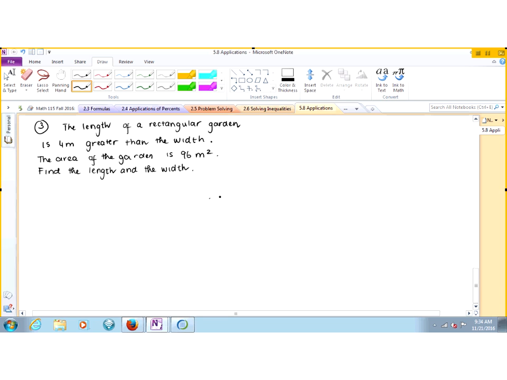So you have width, and then the length is 4 meters greater than. What does it mean, 4 meters greater than? X plus 4, yes. Good.